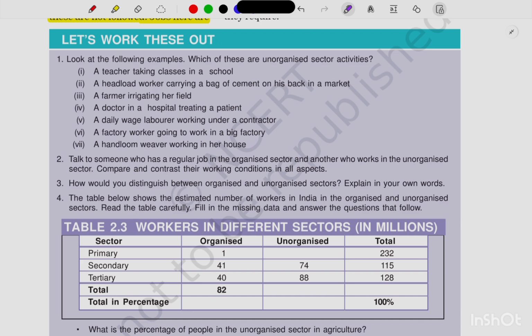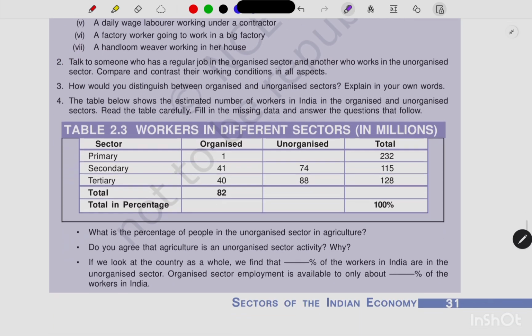But again, good question, and I must say this has a very great chance to come in the board exams. Now, how would you distinguish between an organized and unorganized sector? Explain in your own words. Again, the same answer as the ones here.